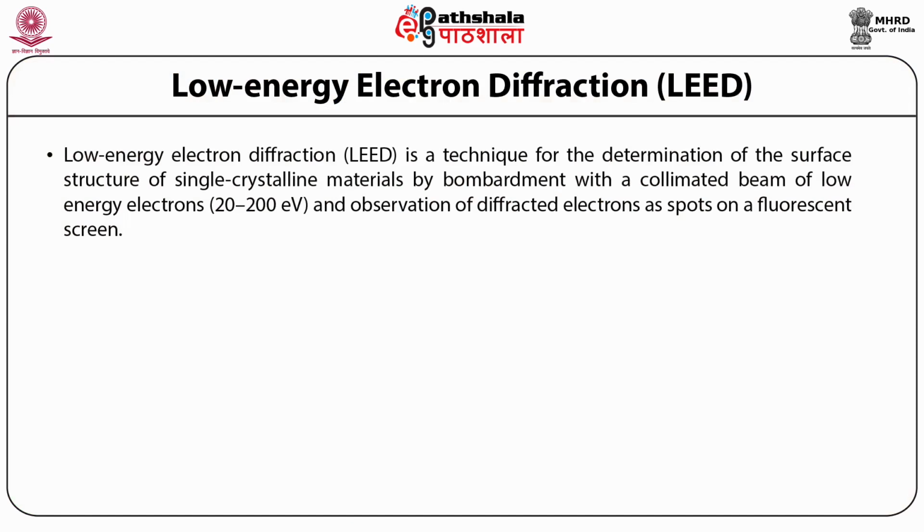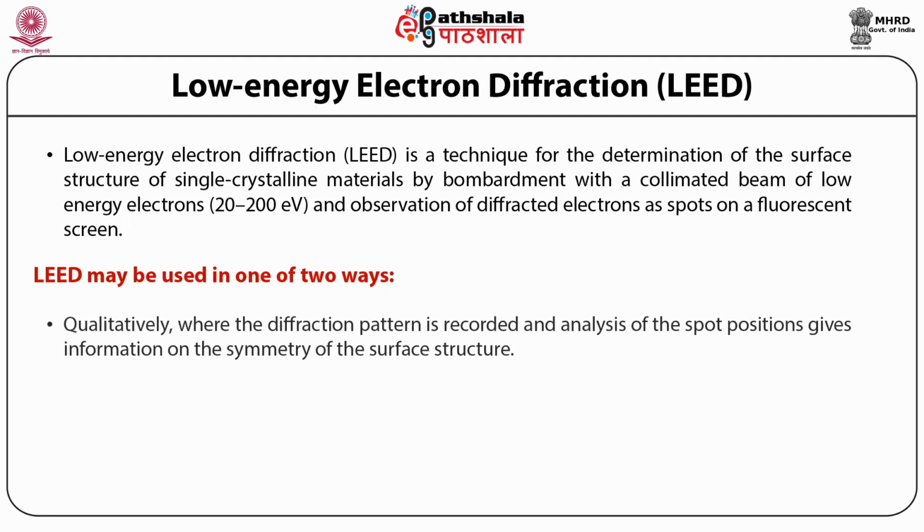Low energy electron diffraction is a technique for determination of the surface structure of single crystalline material by bombardment with a collimated beam of low energy electrons, 20 to 200 electron volts, and observation of diffracted electrons as spots on a fluorescent screen. LEED may be used in one of two ways: qualitatively, where the diffraction pattern is recorded and analysis of the spot positions gives information on the symmetry of the surface structure. In the presence of an adsorbate, the qualitative analysis may reveal information about the size and rotational alignment of the adsorbate unit cell with respect to the substrate unit cell.